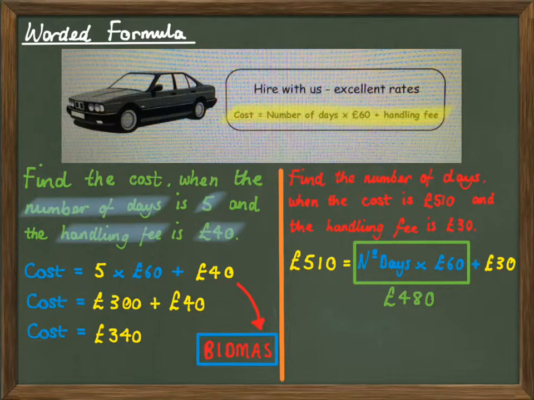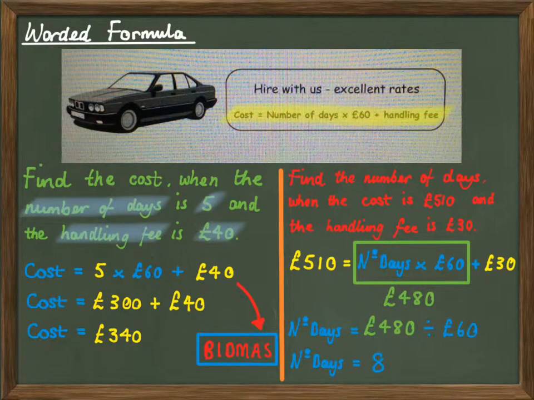You can either do this by trial and error, just doing your 6 times table or your 60 times table up until you get to 480. Or you can do the opposite of multiplying, which is divide. So the number of days equals, I'm going to do the opposite, 480, which is what I want it to be, divided by 60. That will tell me the number of days. Now, 48 divided by 6 is 8. So number of days equals 8.